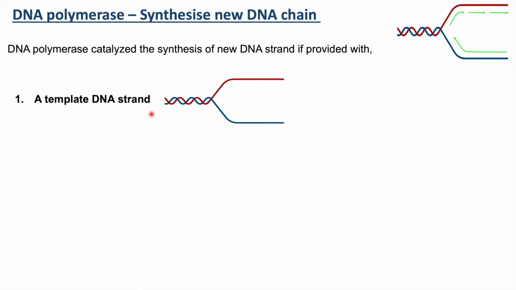Suppose we already learned how these DNA strands are separated. So these are our two parent DNA strands, and these two parent DNA strands will be used as a template to synthesize the new DNA chain. Second, it also requires four deoxynucleoside triphosphates.